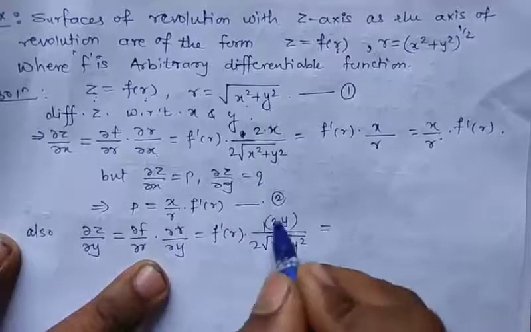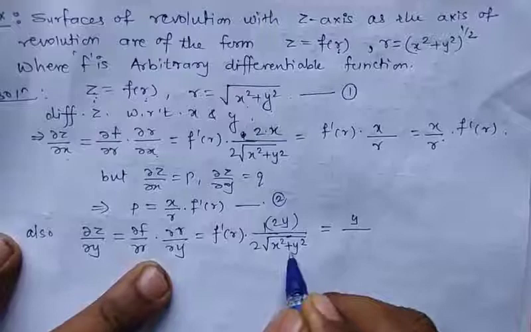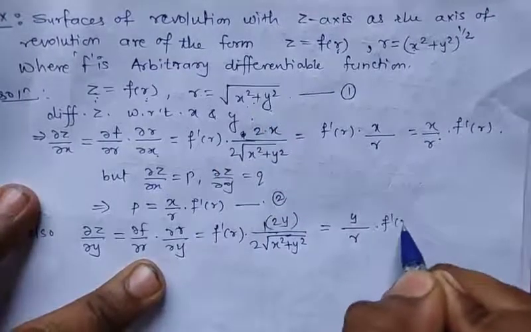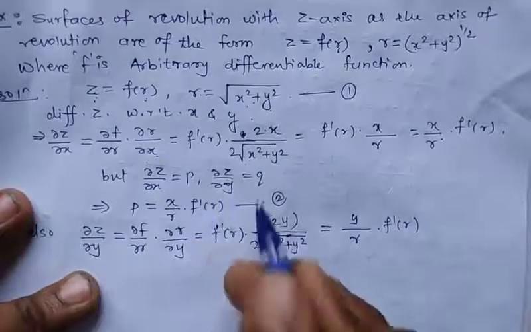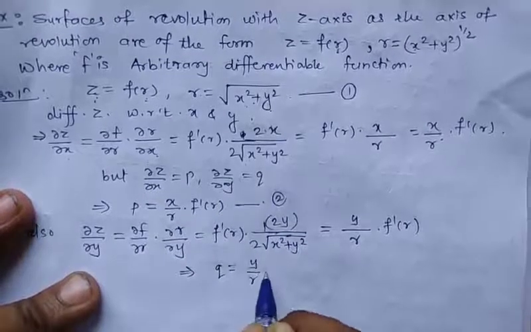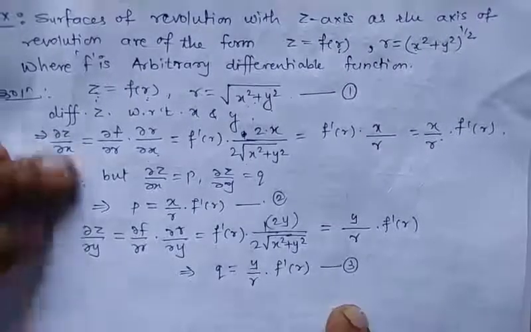So which is equal to, 2 gets cancelled, y upon root of x square plus y square, which is r, so y upon r into f'(r), and ∂z/∂y is q, which implies that q is equal to y upon r into f'(r). So this is equation number 3.